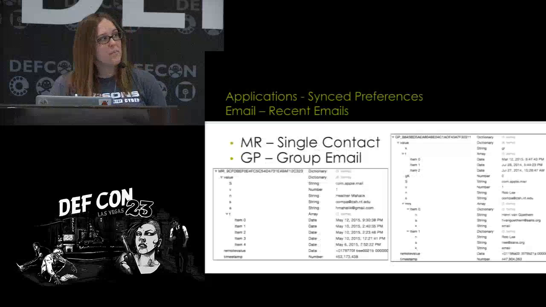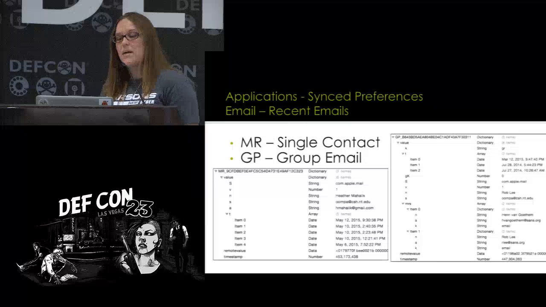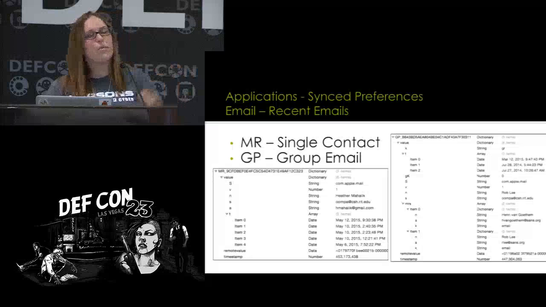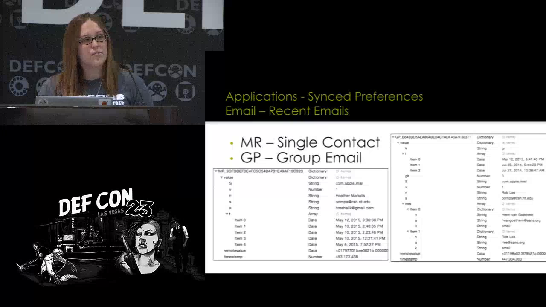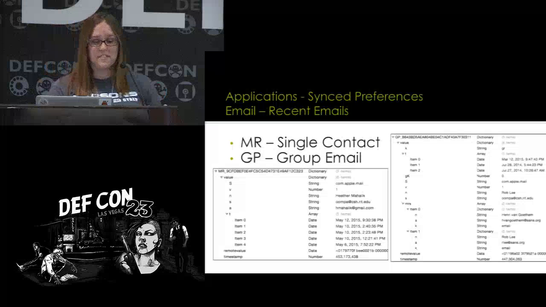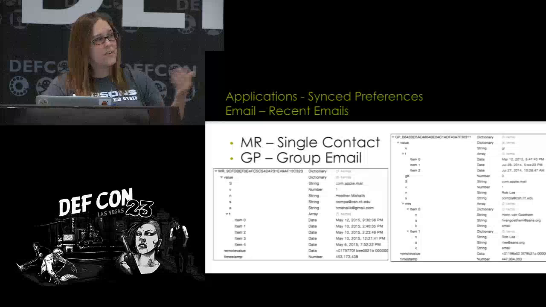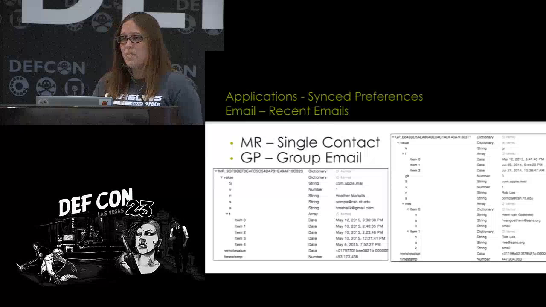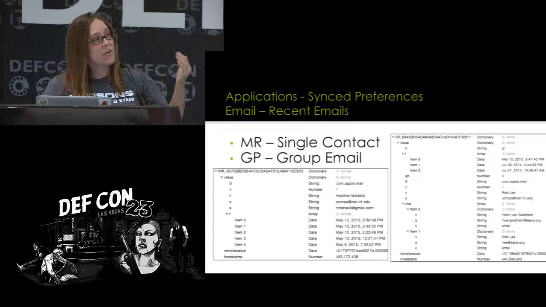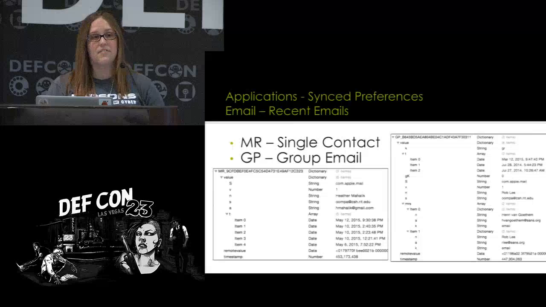Now let me get into this a little bit more in detail. The MR is data for a single contact. So if I'm talking point to point with one other person, that data is going to be stored in there. For group emails, it's going to use GP. So it does mark these things, and they are relatively easy to figure out. I've got two examples up on the screen. The example on the left shows us a point-to-point contact. So I'm talking with Heather Mihalik, and it saves all of this information associated with it. It saves who I contacted, when I contacted them.